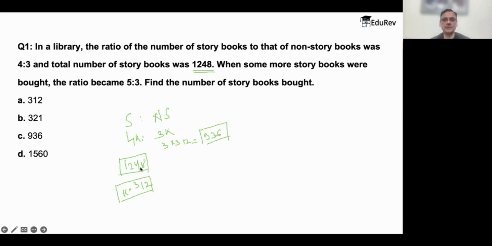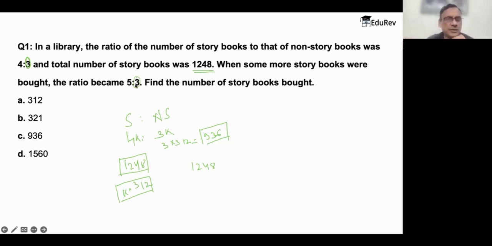I already have the value. When some more storybooks were bought, the ratio became 5:3. So storybooks I know are 1248. Now, very interesting here. Your non-storybooks was 4:3, 3 parts out of 7. And after buying some more storybooks, the non-story is still 3 parts. That means it has not changed. Obviously, it has not changed.